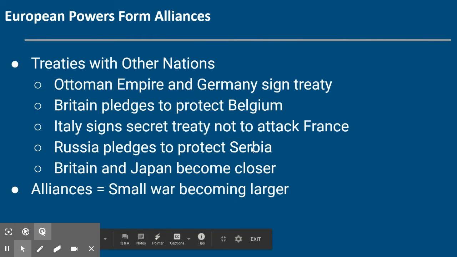While those are the two main alliances, the alliance system spreads throughout the planet as different nations begin to form a web of treaties with each other.